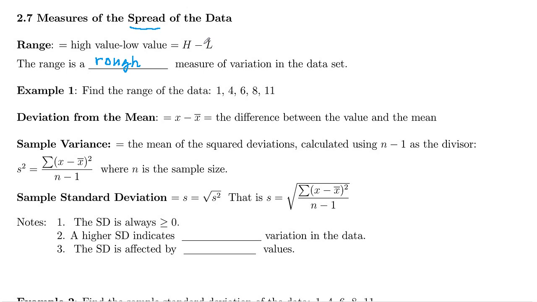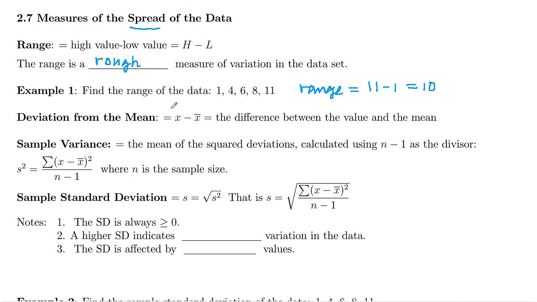Well, let's find the range for the data set 1, 4, 6, 8, 11. So here our range is just going to be the 11 minus 1, so max minus min, which is 10. So that data is spread over 10 units. One advantage of the range is it's really easy to figure, super quick.